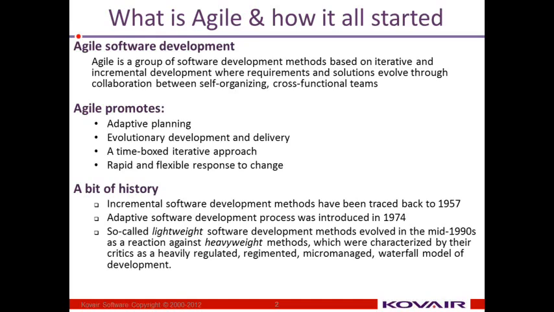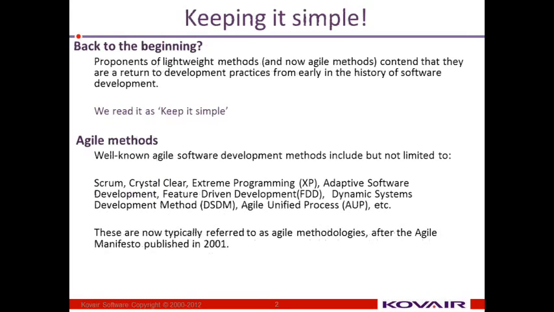Historically, Agile thinking started as a reaction to heavyweight methods, which were characterized by critics as heavily regulated, regimented, and micromanaged. The proponents of Agile want to keep things simple. Proponents of lightweight methods contend that they are a return to the development practices from the early history of software development. So essentially it's going back to the beginning. We read it as keep it simple.